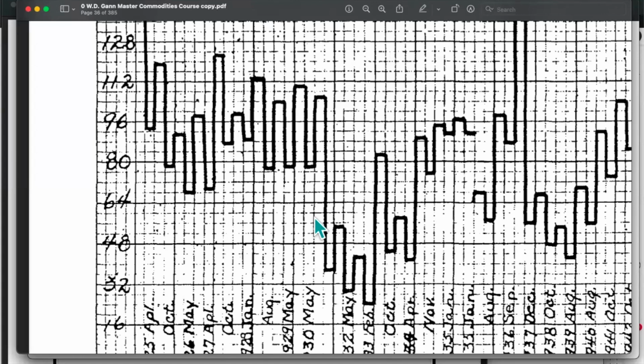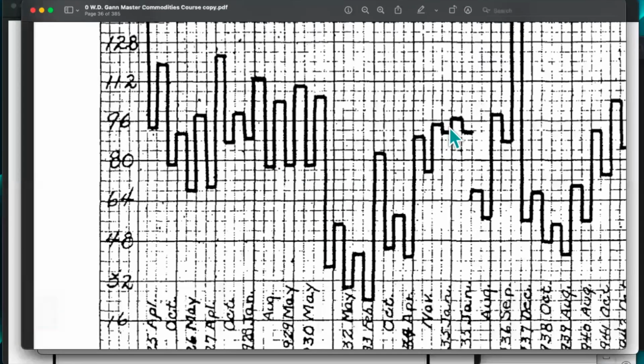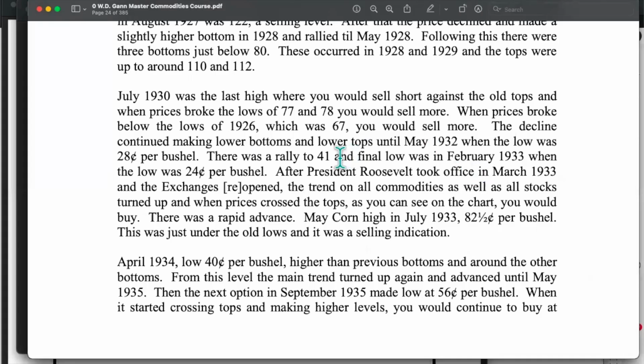Maybe as we gradually go ahead in the Master Commodities course, we'll come to know where exactly and how we have to do pyramiding. But because here he has talked about adding up, that comes under pyramiding. So below 67, you can again sell more. The decline continued, making lower bottoms and lower tops. Lower bottoms and lower tops, again, is a pattern which says that you should be going down further until May 1932, when the low was 28 cents per bushel.